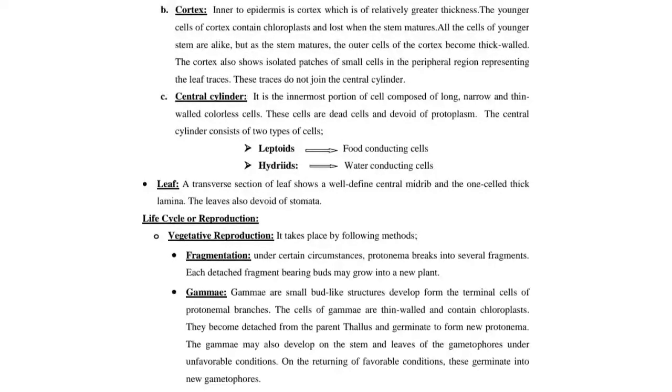Gemmae. Gemmae are small bud-like structures developed from the terminal cells of protonemal branches. The cells of gemmae are thin-walled and contain chloroplasts. They become detached from the parent thallus and germinate to form a new protonema. The gemmae may also develop on the stem and leaves of the gametophores under unfavorable conditions. On the return of favorable conditions, these germinate into new gametophores.